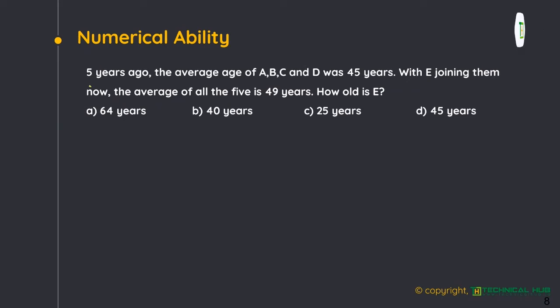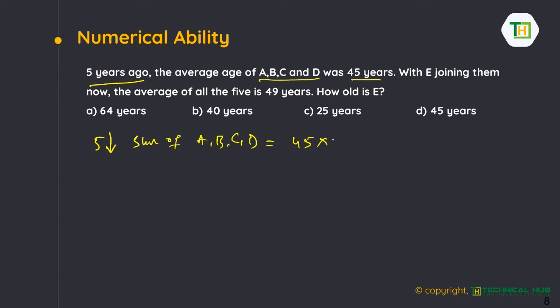Five years ago, the average age of ABCD was 45 years. So you will get the sum of ABCD from 5 years back. Sum of ABCD is equal to 45 into 4, since 4 members are there, which is equal to how much? Here it is 180, right? 45 fours are 180. If you observe carefully, this is the sum of these 4 members 5 years ago.